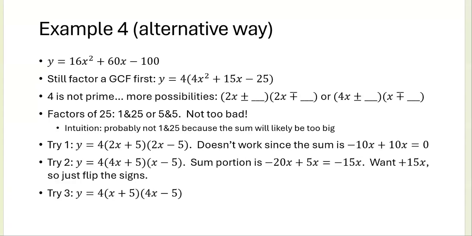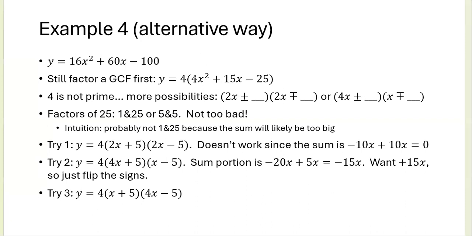Okay, and last example, example 4. Doing it the other way, you still want to factor out the GCF first, which is 4. I want to make these numbers smaller for you, always, if possible. Here is an example where 4 is not prime, so there's actually more possibilities. And the sign is the plus, the sign is the minus, so one term is going to be negative, one term is going to be positive. So there's lots of options in this case. That's what I'm writing here.